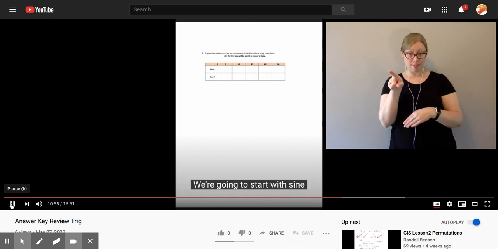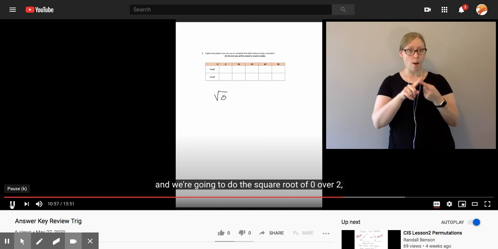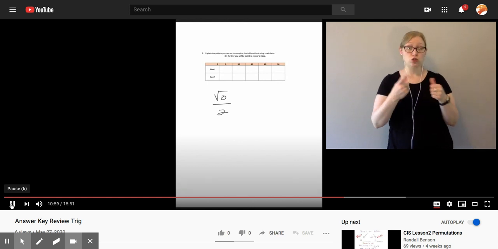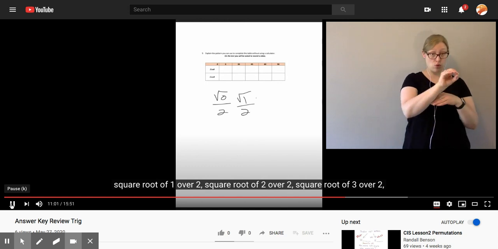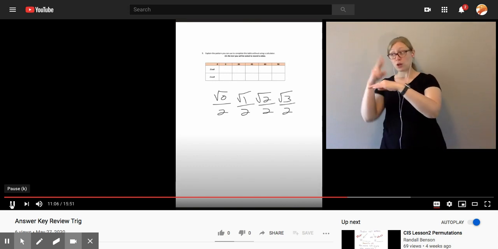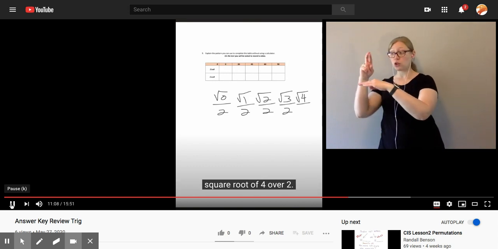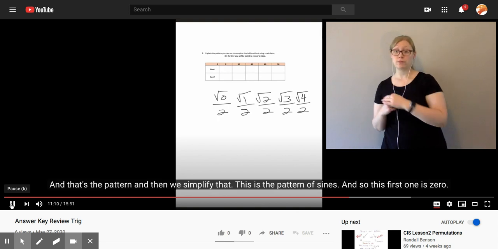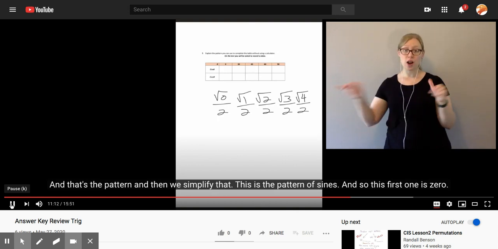We're going to start with sine, and we're going to do the square root of 0 over 2, square root of 1 over 2, square root of 2 over 2, square root of 3 over 2, square root of 4 over 2. And that's the pattern, and then we simplify that. This is the pattern of sines.